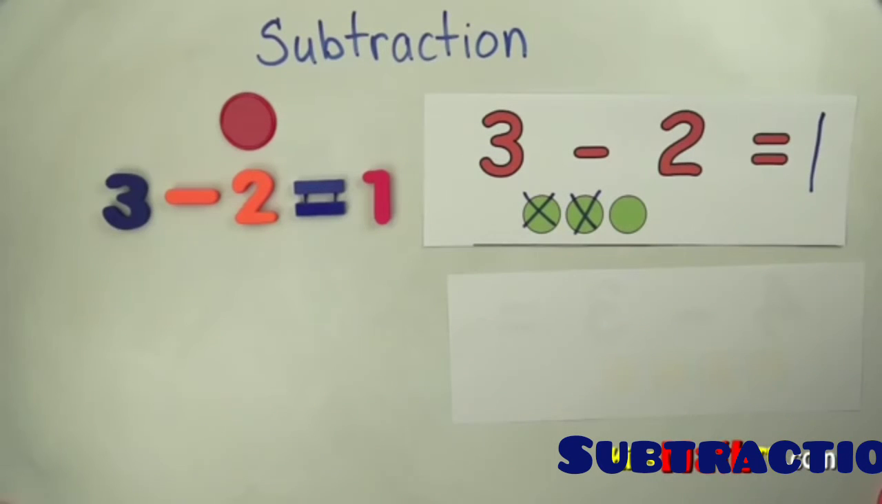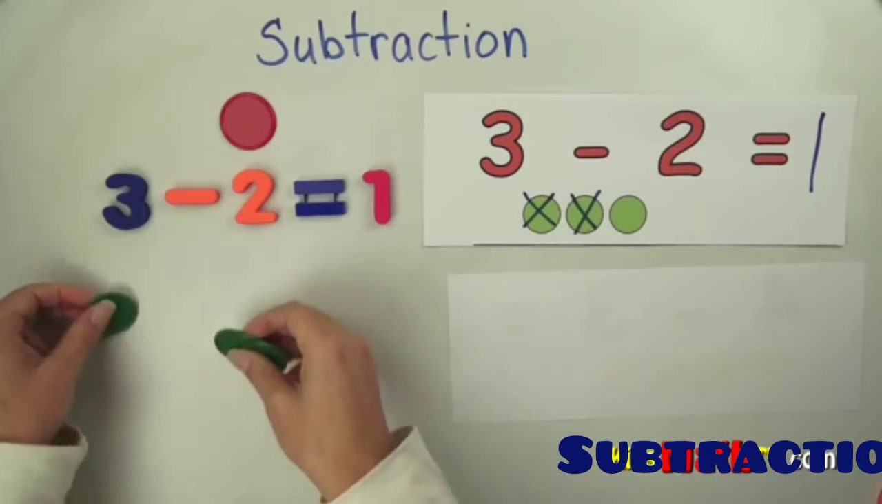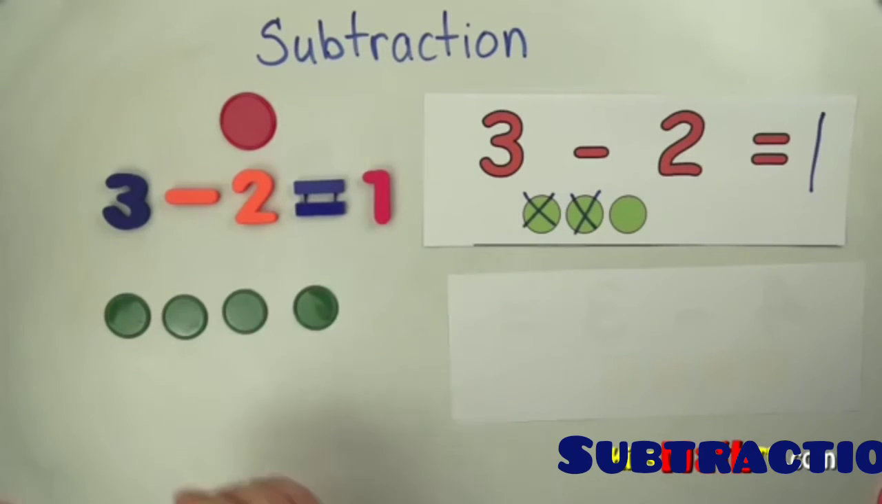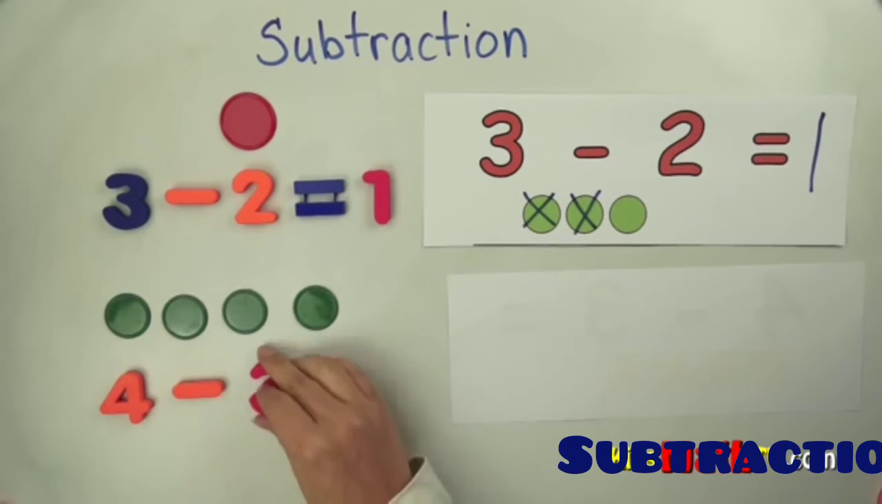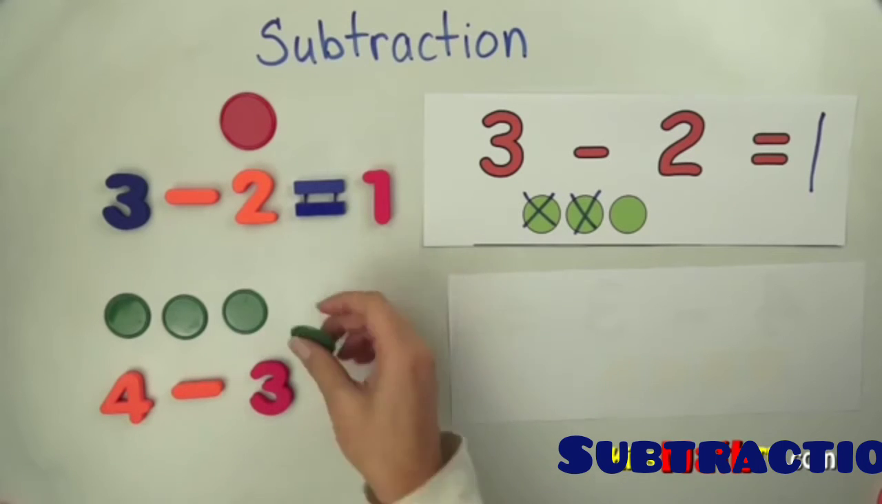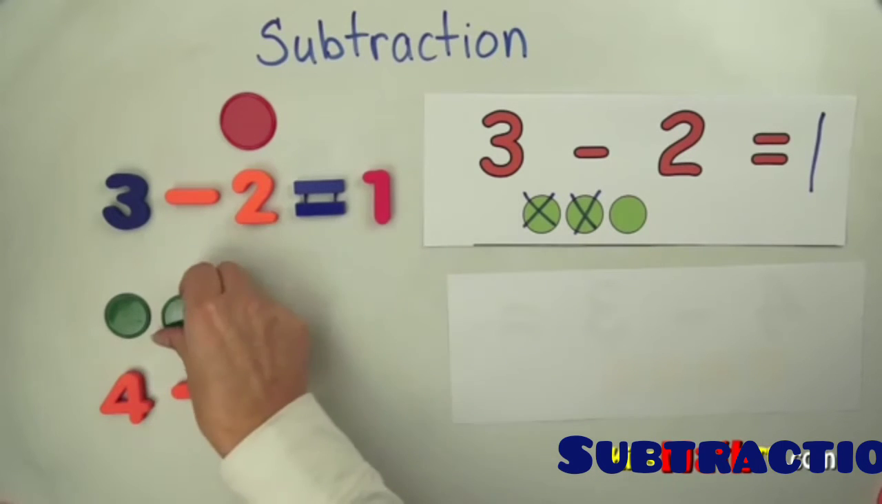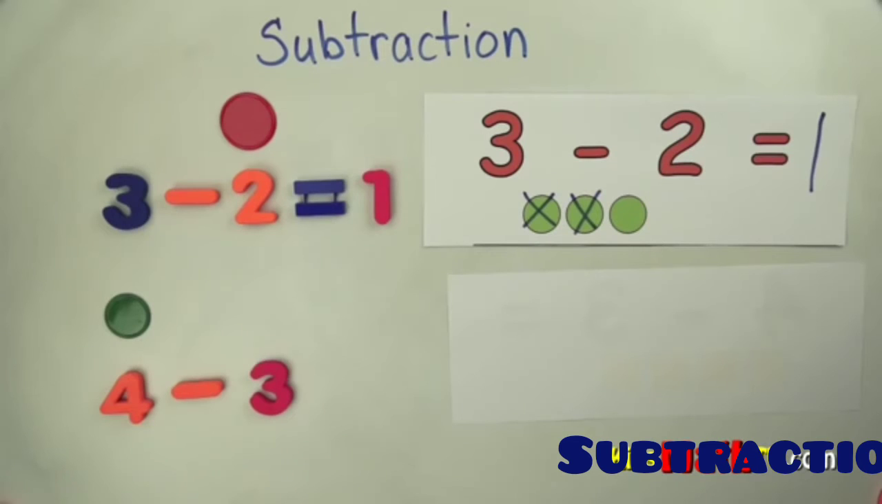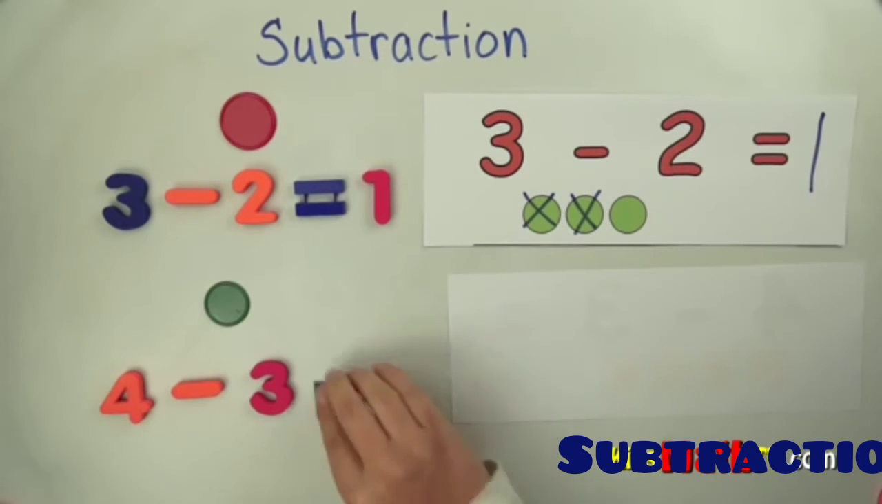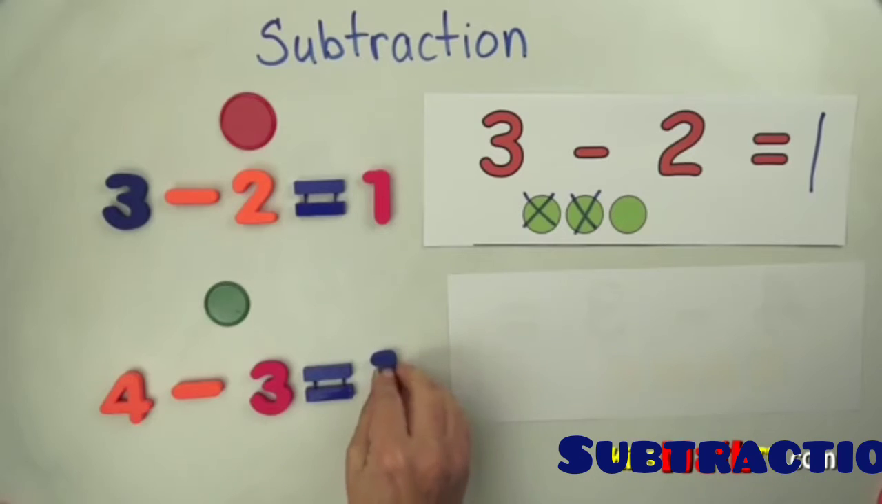Okay. Let's try another problem. Let's try 4. Here's 1, 2, 3, 4. 4, take away or subtract 3. 4 minus 3, 4, take away 3. So I'm going to take away 3. 1, 2, 3. How many are left over? There is 1 left over, so it equals 1.